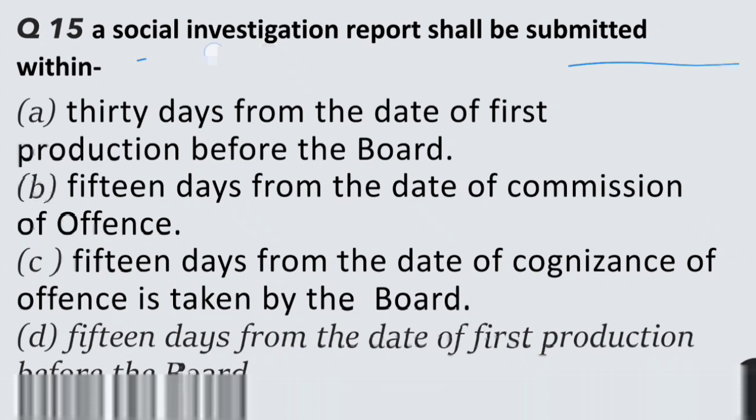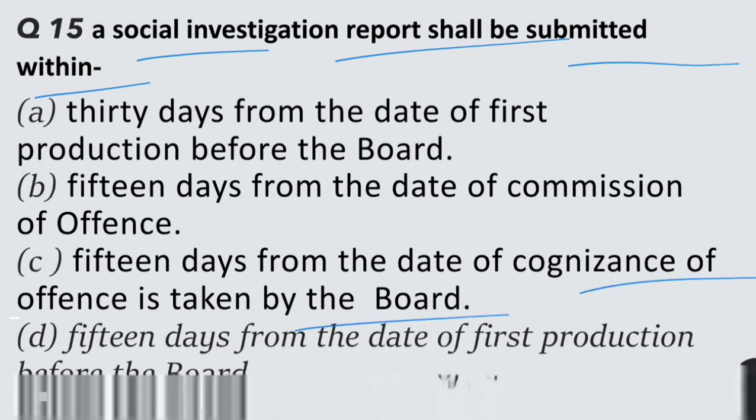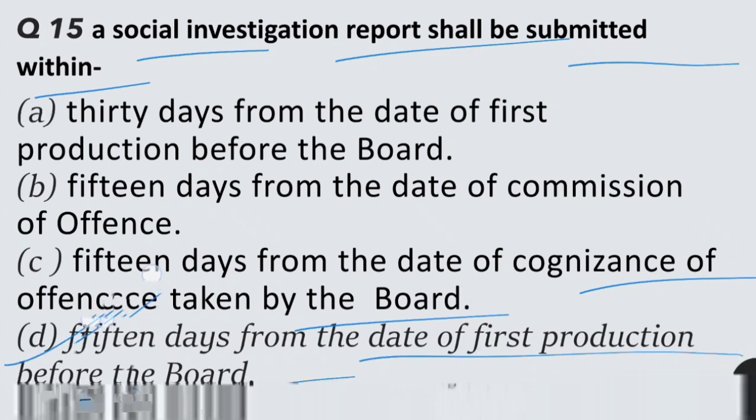Next question: a social investigation report shall be submitted within. Option A says 30 days from the date of first production before the board. B says 15 days from the date of commission of offence. C says 15 days from the date of cognizance of offence taken by the board, and D says 15 days from the date of first production before the board, and that's the right answer. So D is the correct option.